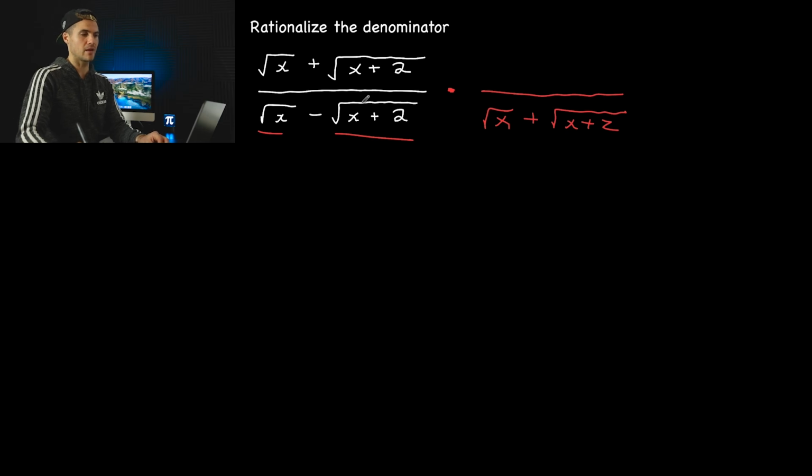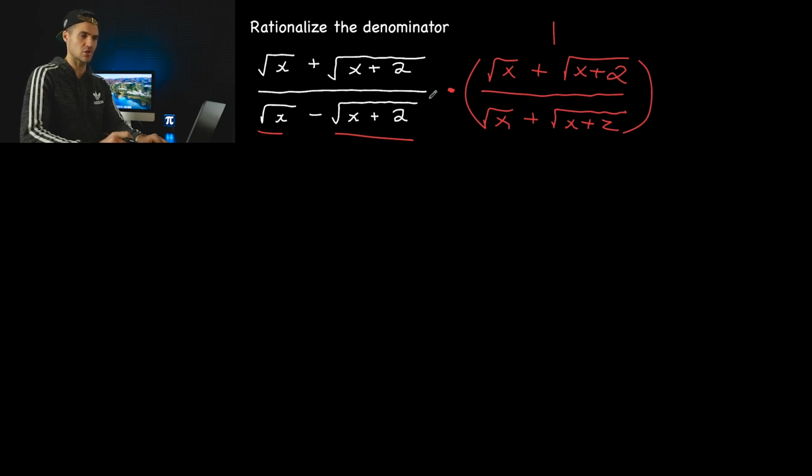And we can't just randomly multiply the denominator by some expression, so we also have to multiply the numerator by that same expression, like that. Right? And so from here, we're basically multiplying this expression by 1. This bracket's going to be 1, and we're just changing the format.